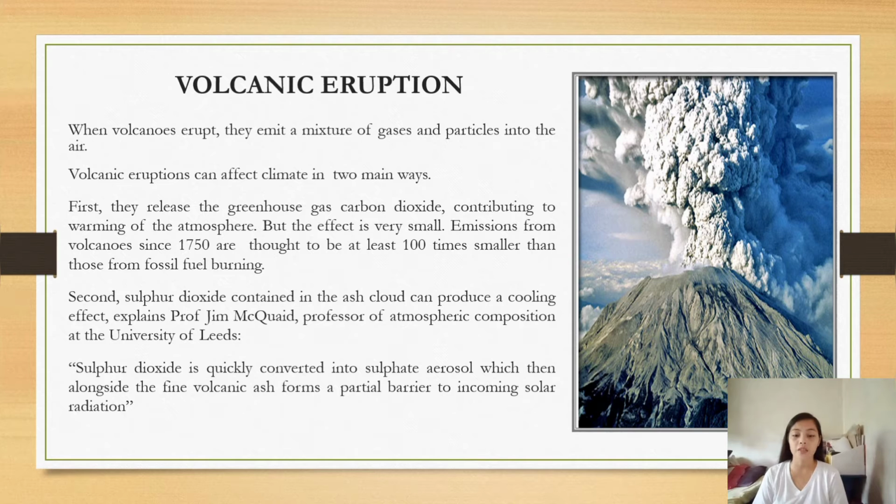Second, sulfur dioxide contained in the ash cloud can produce a cooling effect. Prof. Jim McQuaid explains that sulfur dioxide is quickly converted into sulfate aerosol, which then alongside the fine volcanic ash forms a partial barrier to incoming solar radiation.